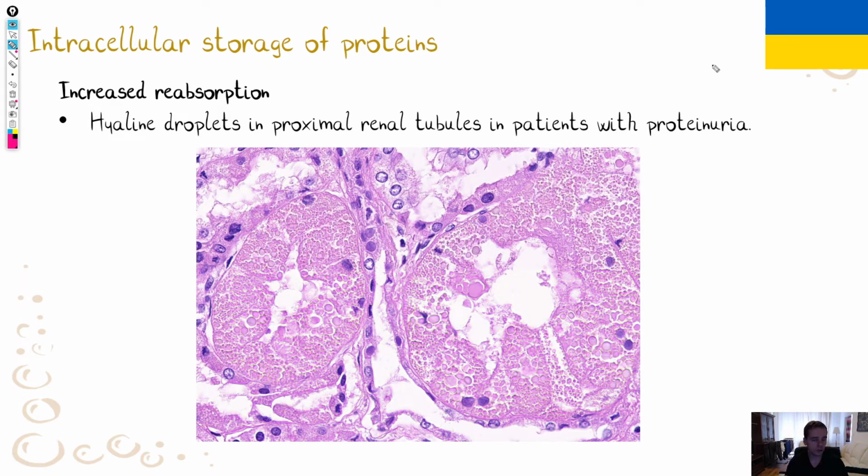The proteinuria usually fulfills the criteria of nephrotic syndrome, and so there is a lot of protein in primary urine, and proximal renal tubules start to reabsorb those proteins. But they cannot process it because they are overwhelmed by the intake of the protein, and they start to store it in the cytoplasm, and we can see it as multiple eosinophilic globules. So here is the renal tubule, and the epithelia are stuffed with multiple hyaline droplets because of the proteinuria.